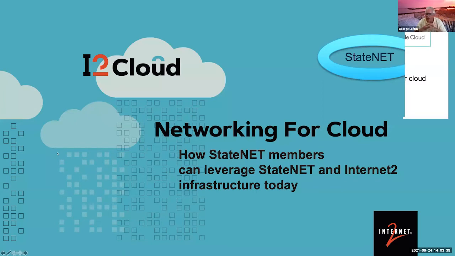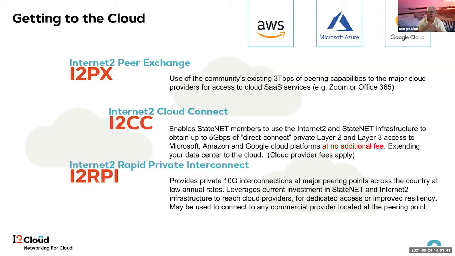There are three ways that Internet2 works with our regional partners to provide connectivity for members and actually for anybody who's downstream from our regional and state networks to gain access to the cloud. The first is the Internet2 Peering Exchange, or I2PX. So this takes advantage of our 3 terabits of peering capacity to all the major providers for access to the cloud. This is usually what you would use if you're doing software as a service. For instance, if you're gaining access to Zoom or Office 365 or applications sitting in the cloud.